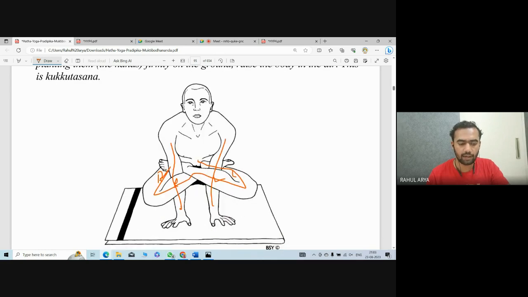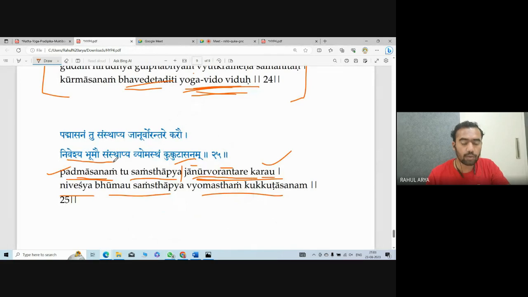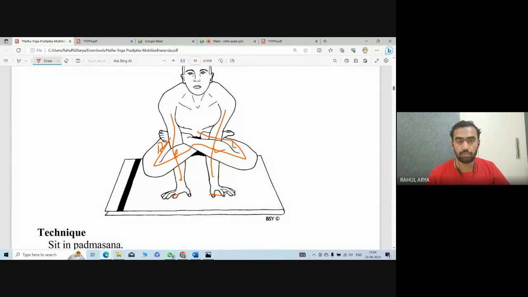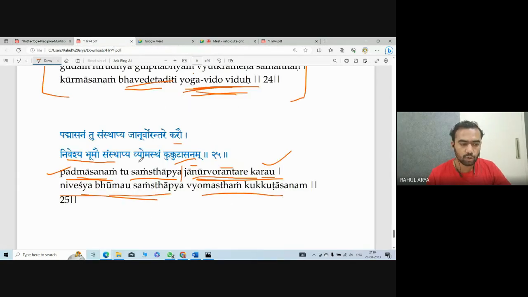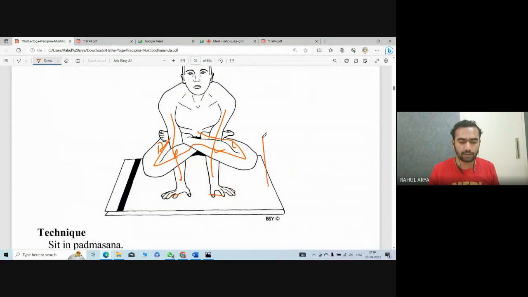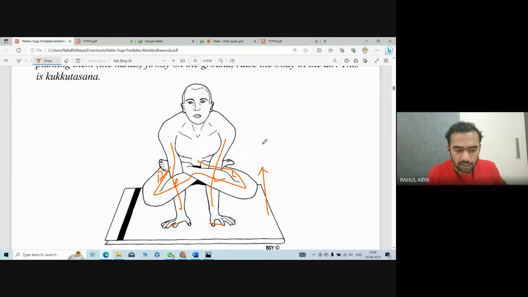Now next is Nivesya bhumau sansthapya. That is, press your hands on the ground, bhumau. And after that, Vyomastham. Vyom means akash, the sky. Kukkutasana means press your hands and raise your body upward towards the sky. It means lift your body. Vyomastham. Lift your body upward. Clear? It is Kukkutasanam. Is it clear, everyone? Yes, sir.